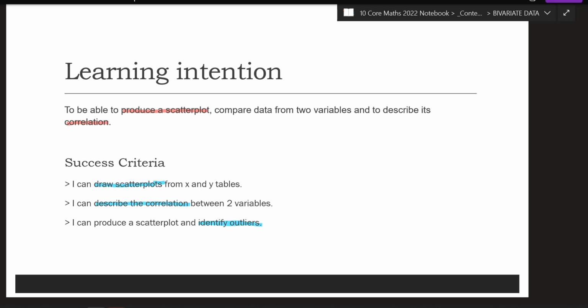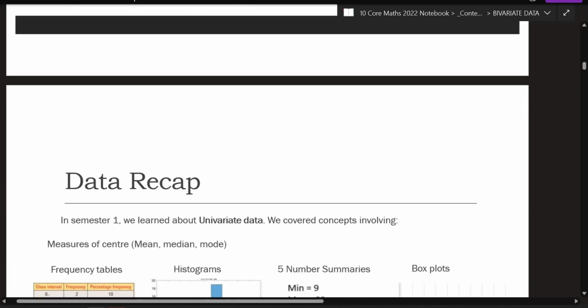Something that doesn't match, so something that's really, really far out. So if I was to record everybody's height versus their age here, who might be an outlier? You. Why me? Because I'm really short and I'm really old. So that means my dot in a scatter plot would be really far away from everyone else. That's what an outlier would be.